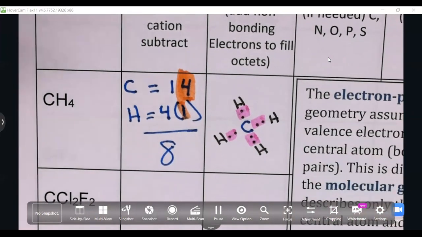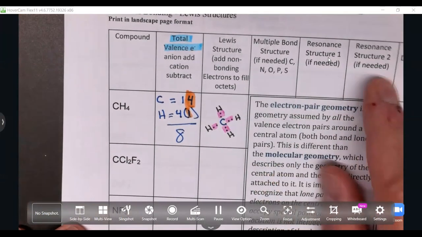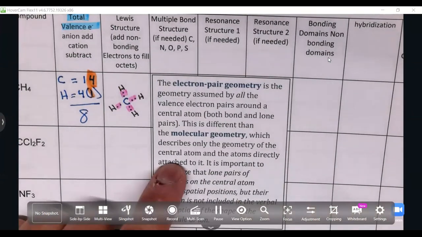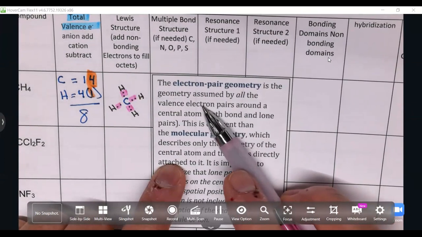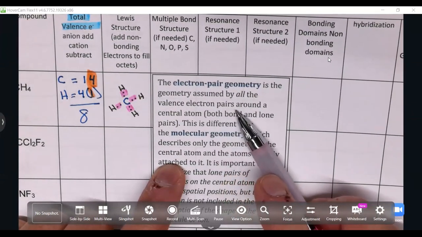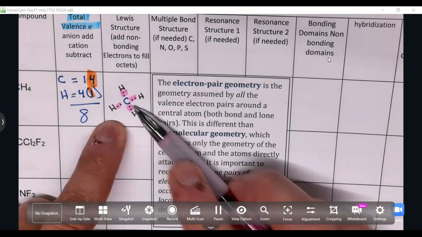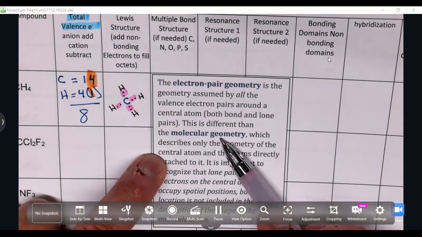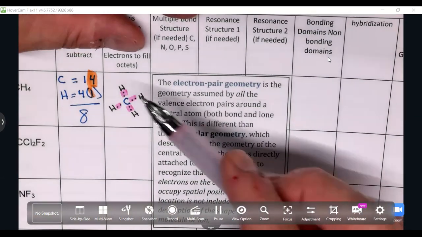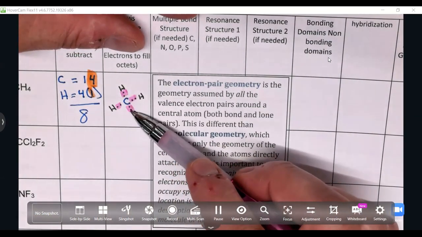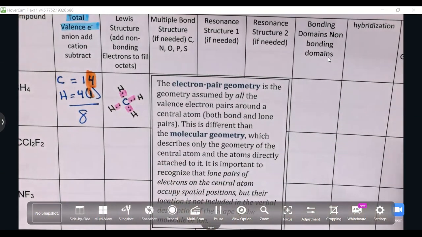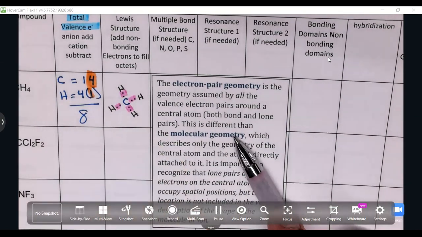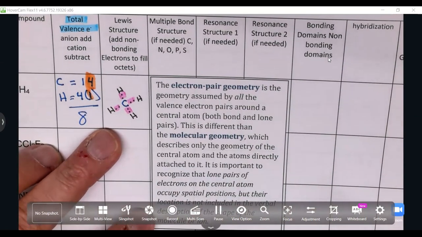I put this in the middle because I know there's not going to be multiple bonds or resonance structures until we get down farther. Now, from OWL, I think this comes out of OWL or maybe the book. The electron pair geometry is the geometry assumed by all the valence electron pairs around a central atom, carbon in this case, both bond and lone pairs. This is different than the molecular geometry. So the electron pair geometry is these electrons, there are 4 sides to it, if you will. And I'll save the next one for later because this doesn't show the difference.